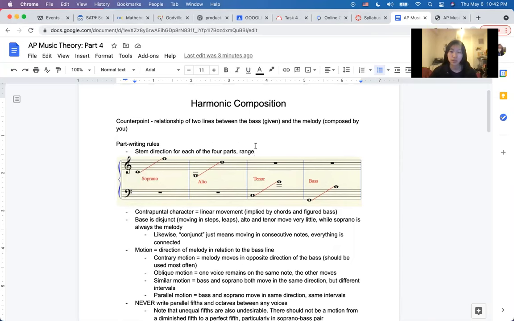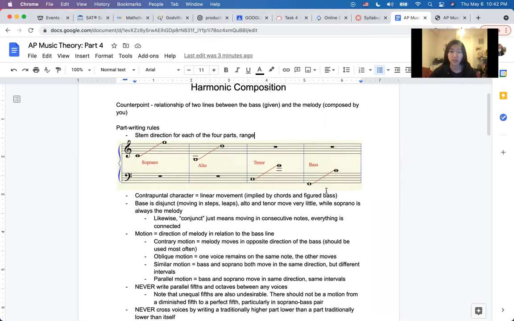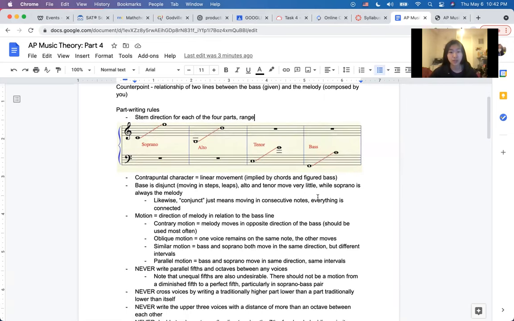Firstly, of course, this is pretty basic, but stem direction for each of the four parts. We all know that there is soprano, alto, tenor, and bass, but the stem of the note goes up for only soprano and tenor, while the stem faces down for alto and bass. That's a pretty basic concept, so you don't want to mess that up and lose points.